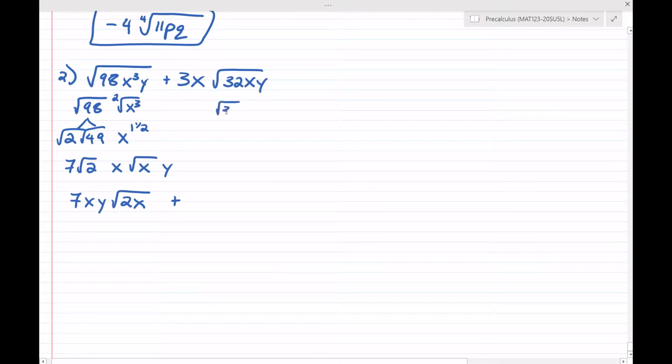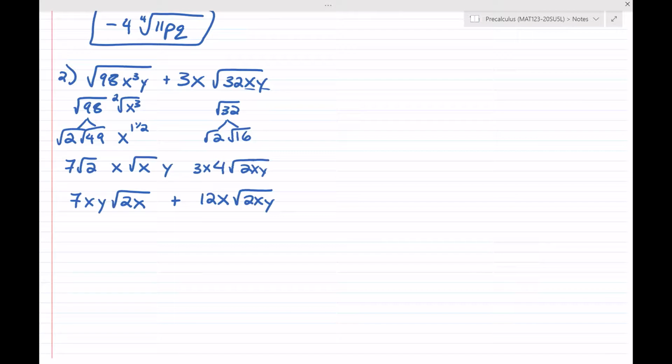Square root of 32, this is just 2 and 16. You could keep factoring if you want, but the square root of 16 is just 4, and then we have the square root of 2. And we can't do anything with the x and y. Those stay inside the radical, and we have the 3x on the outside. So really this turns into 3x times 4, 12x, square root of 2xy, and that's nothing we could really do after that.